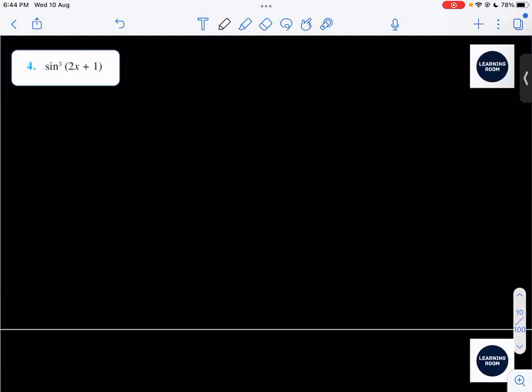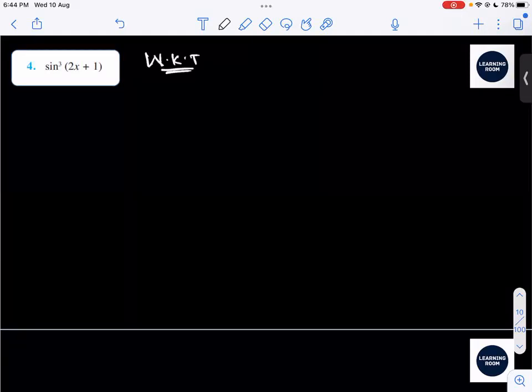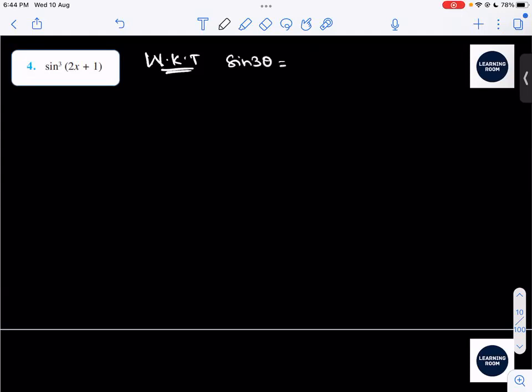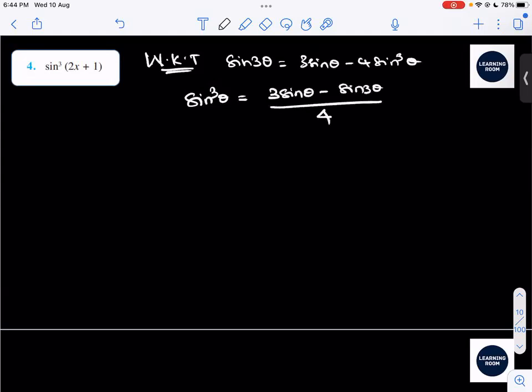So here, if you observe, it is sine cube of something. For that, we know that sine 3 theta is equal to 3 sine theta minus 4 sine cube theta. Right? So then what is sine cube theta? That will be 3 sine theta minus sine 3 theta, the whole divided by 4.